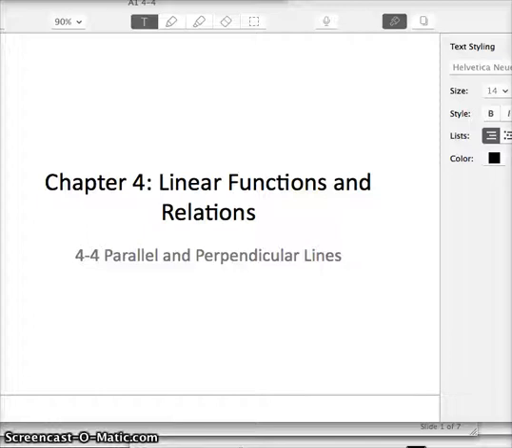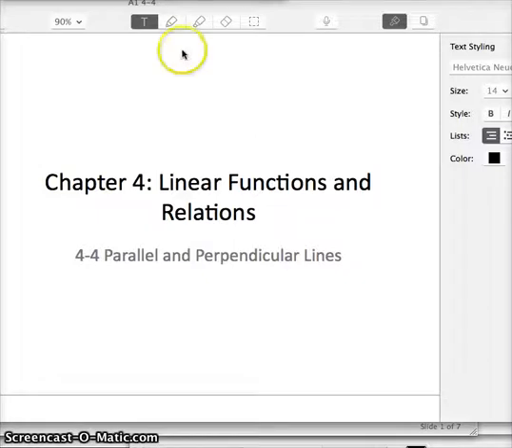Hi friends, we are in chapter 4, linear functions and relations, and we're at section 4.4, parallel and perpendicular lines. Just for the record, I think that we can definitely include this section on the exam, so I want everybody to get to this section and make sure they understand. So make sure if you have questions, you're asking me and you're keeping up to date with your work.